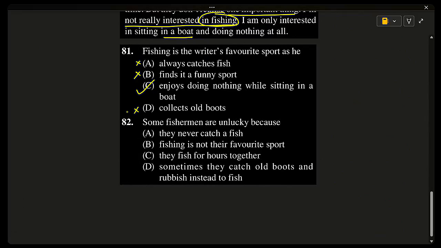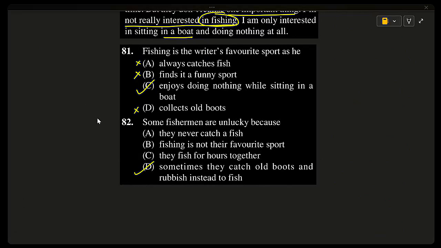82. Some fishermen are unlucky because why are they unlucky? They never catch a fish? No. Fishing is not their favorite sport. They fish for hours together. Sometimes they catch old boots and rubbish instead of fish. So why are they said to be unlucky in the passage? They are catching some rubbish instead of fish. That's why they are said to be unlucky.